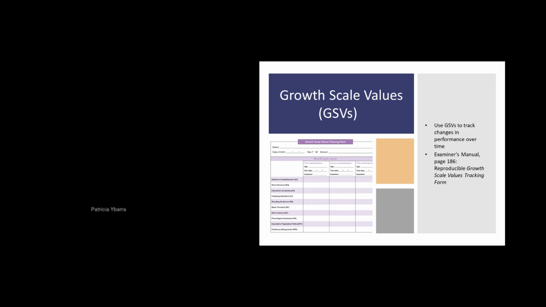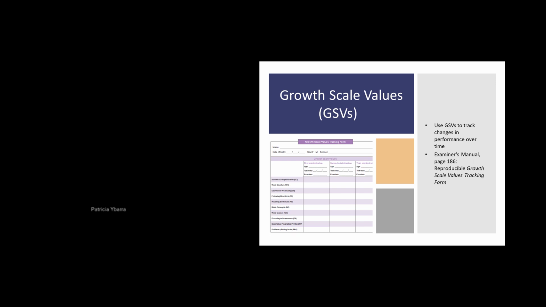GSVs are a transformation of the raw score, and they're superior to the raw scores for making comparisons for clinical evaluation because raw score totals don't account for differences in item difficulty. So when reevaluating a child with CELF Preschool-3, you can use the reproducible gross scale value tracking form provided in the manual to track scores for multiple administrations.